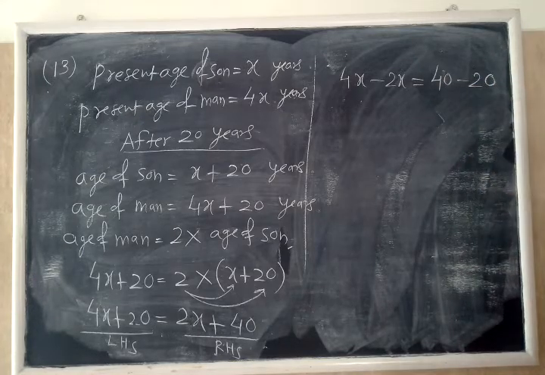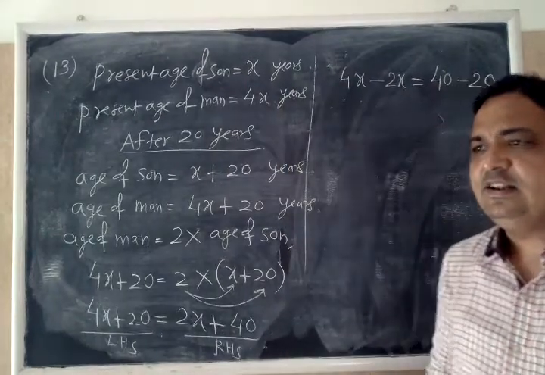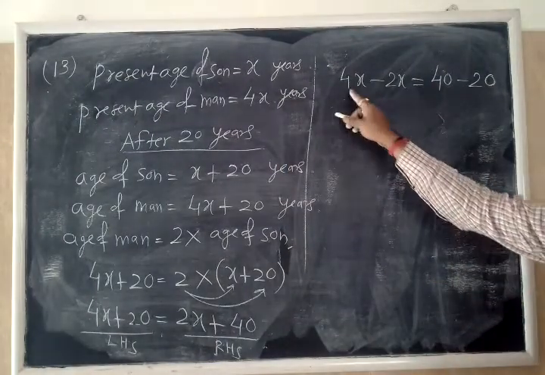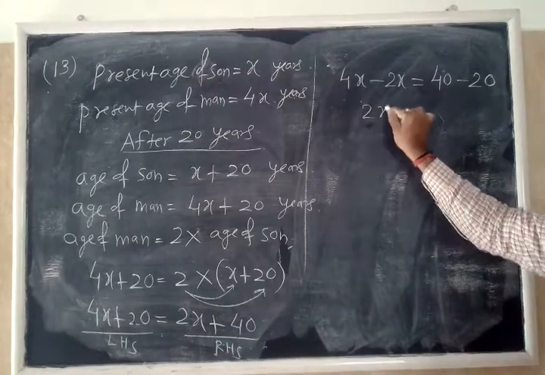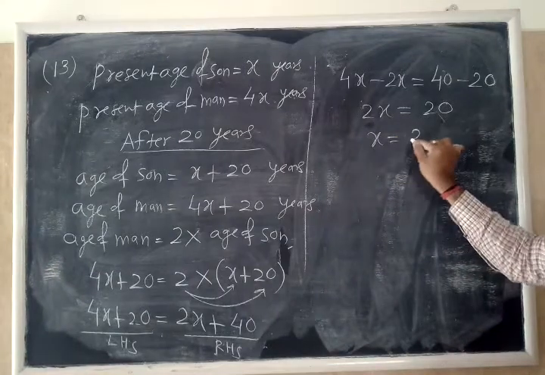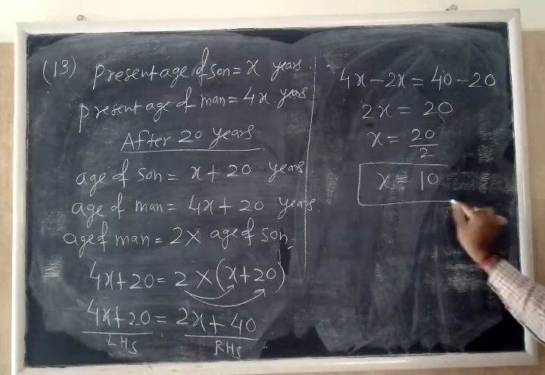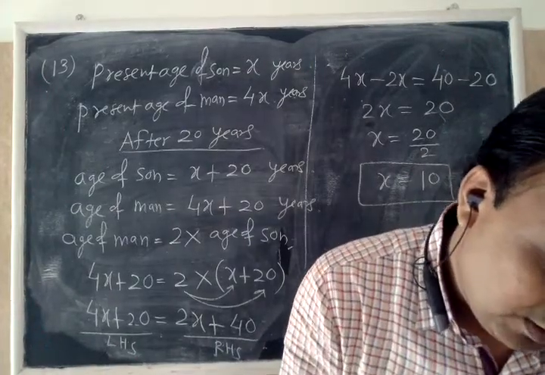Is it clear? Anybody has any doubt? So 4x minus 2x is 2x. 2x is equal to 20. 20 by 2, so x is 10. X is 10. Now what is asked in the question?